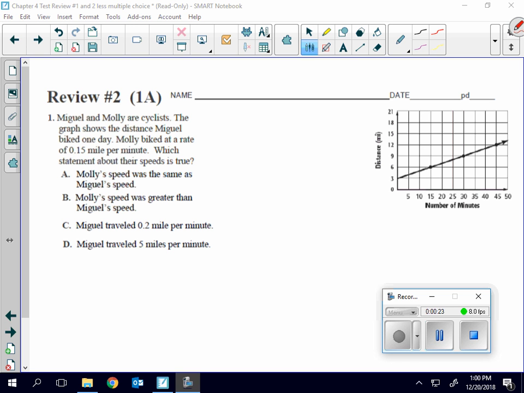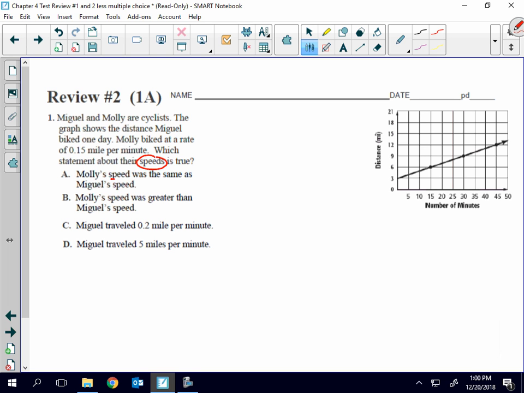So if we're looking for speed, they're all talking about speed, right? That's speed, 2.2 miles per minute, 0.5 or 5 miles per minute. Those are all speeds. Speed is a rate, which is the slope. So we're looking for the slope. And we're comparing two different things. We're comparing Miguel and Molly.